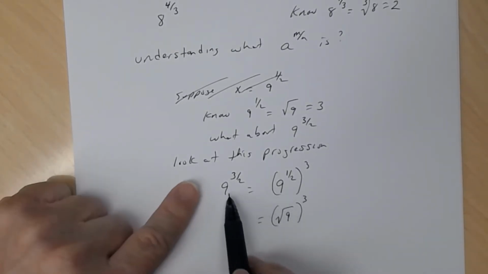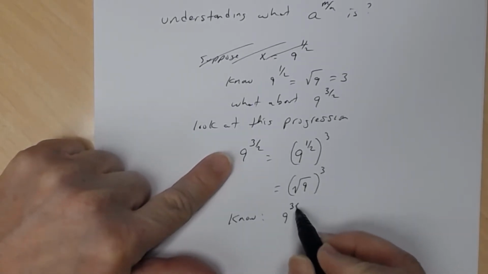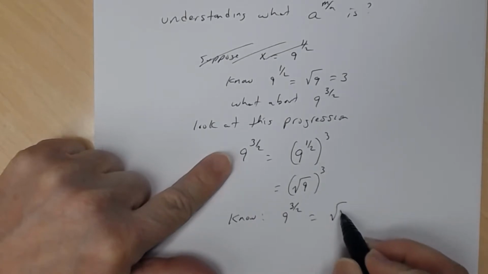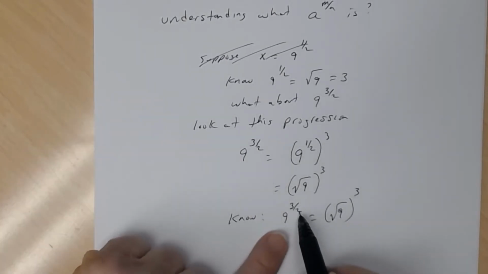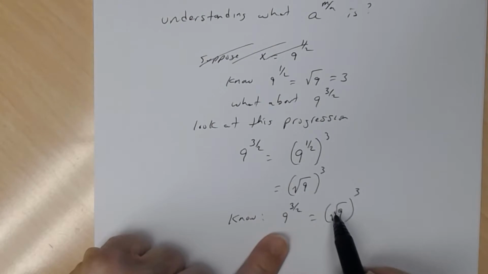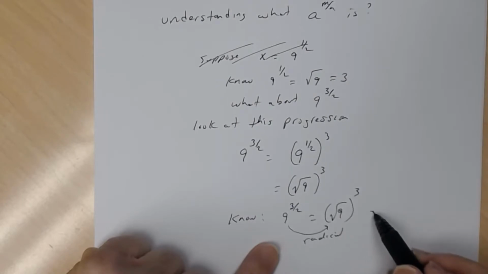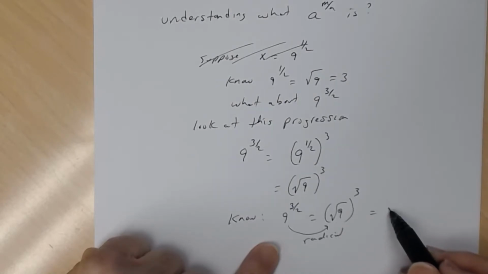And so I want you to note this. We know that 9 to the 3/2 is this. Now let's compare the denominator. Remember, the denominator is your index. Now what do you notice about the numerator? Your numerator is that outer exponent. Your denominator is your index. Once you rewrite this as a radical, then it's easy to determine. The square root of 9 is 3, and 3 raised to the 3rd power is 27.